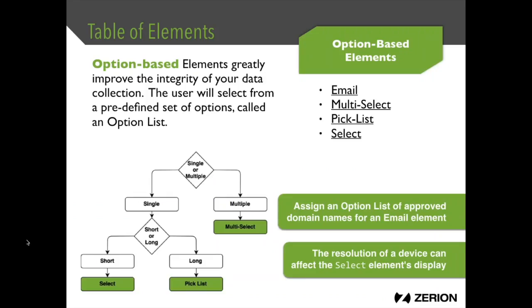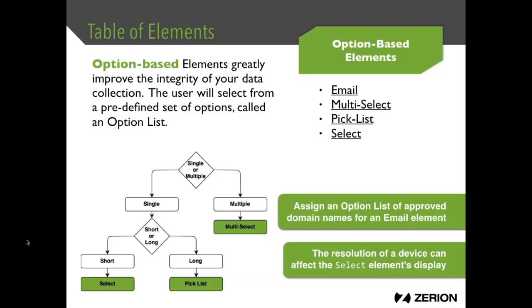Now, option-based elements, as I said earlier, these are my favorite. And the reason I like option-based elements is because they will do the most to improve the integrity of your data collection. Basically, an option list is a set of predefined values that the user will be able to choose from. And so you create that option list as a standalone step, and then you're going to take that option list and have it attached or assigned to your form.